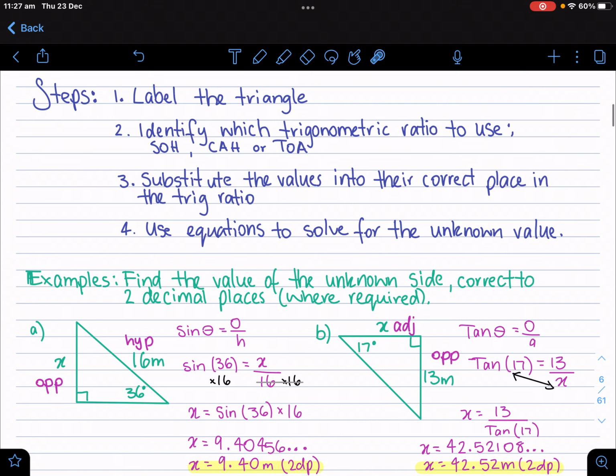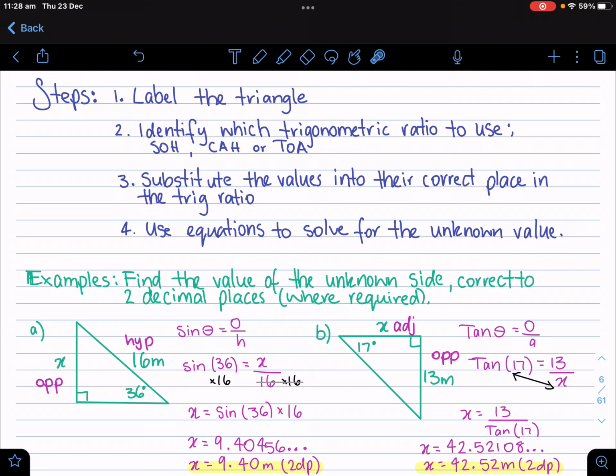So let's go through the steps. The first step is always to label the triangle. Label the hypotenuse, label the opposite, and then label the last side as adjacent. The next step is to identify which trigonometric ratio to use. Are we going to use SO? Are we going to use CHA? Or are we going to use TOA? Sine, cos, or tan? The next step after labeling and identifying is to substitute the values into their correct place.